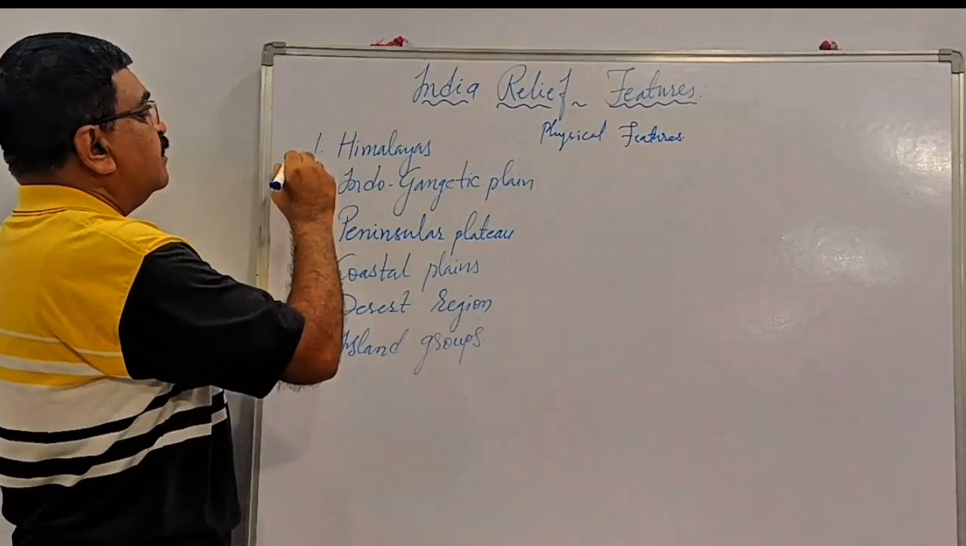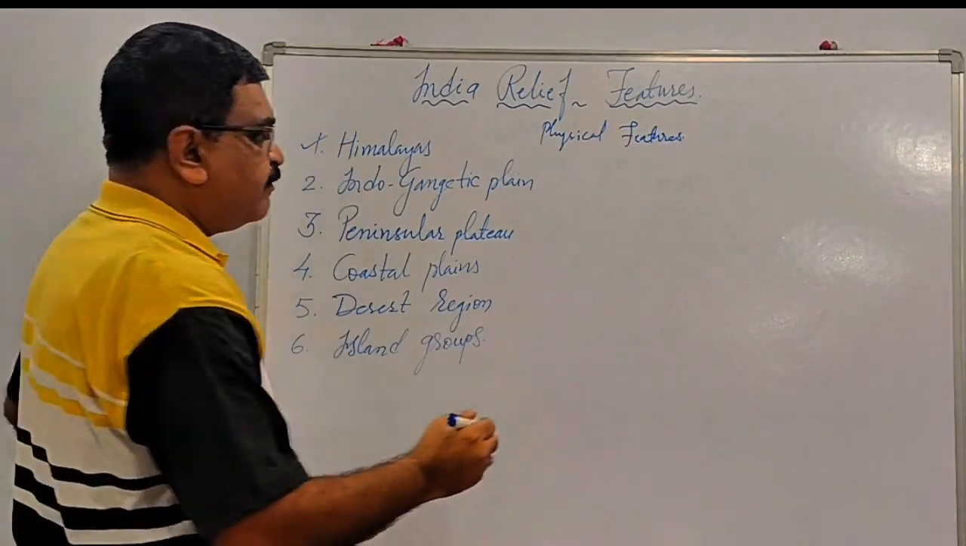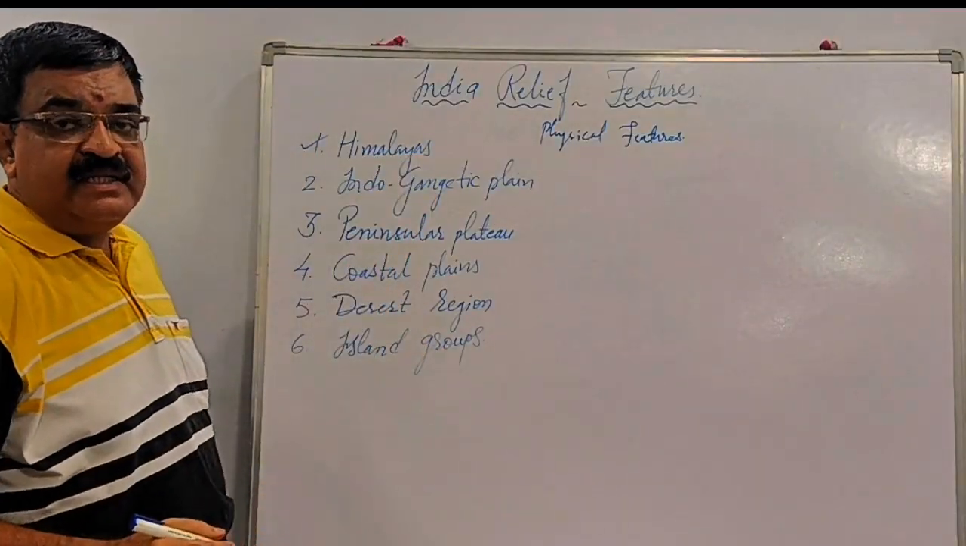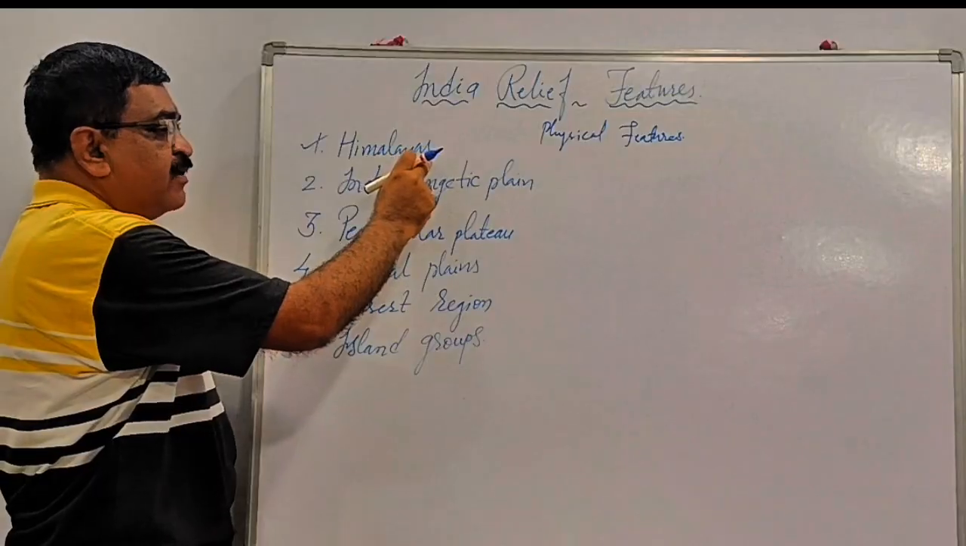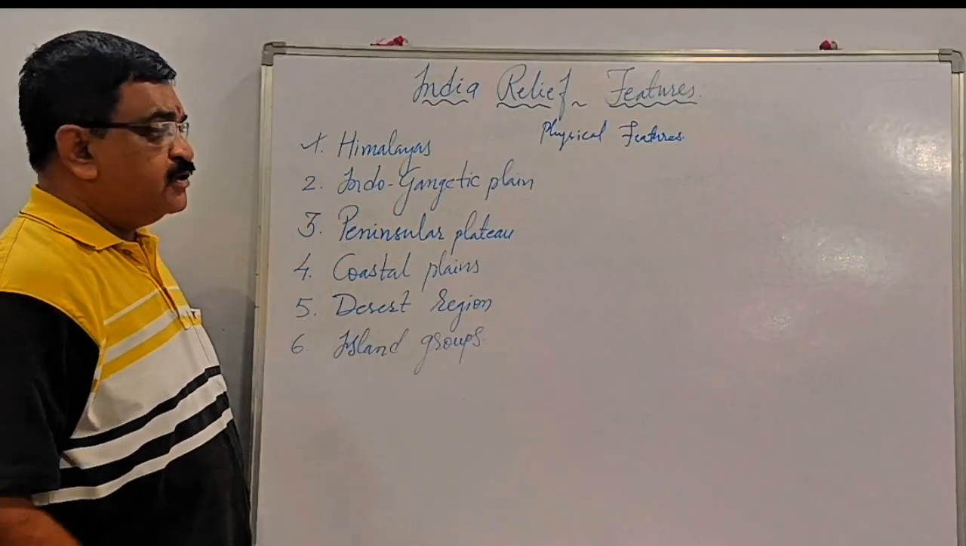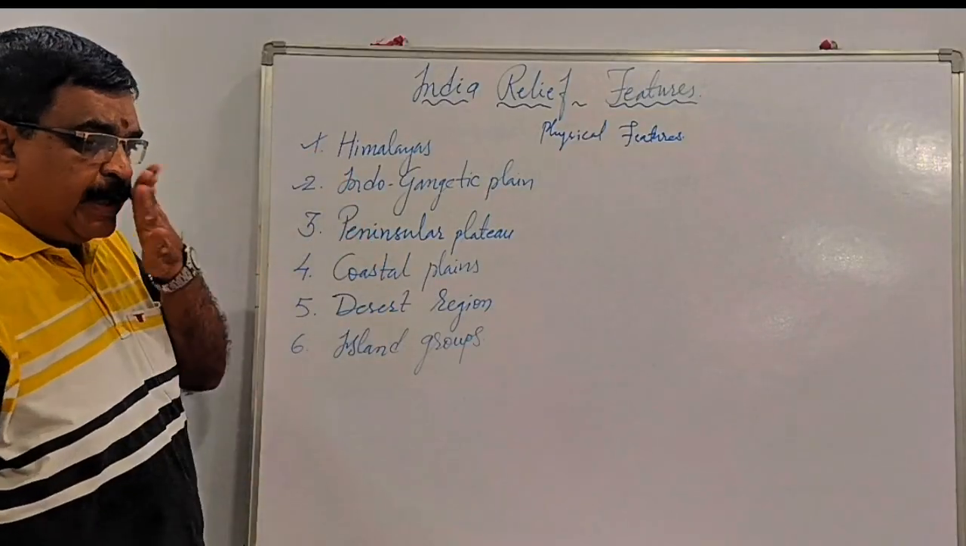our India. The first one is the Himalayas. In the north of our India, the Himalayas are present, and these Himalayas are very important for affecting the weather and the climatic condition of India. So, second comes the Indo-Gangetic Plain.